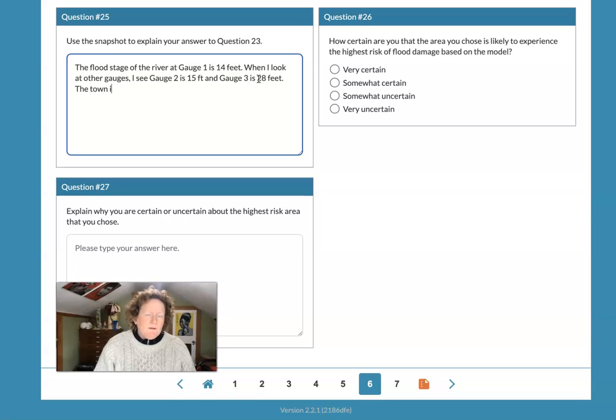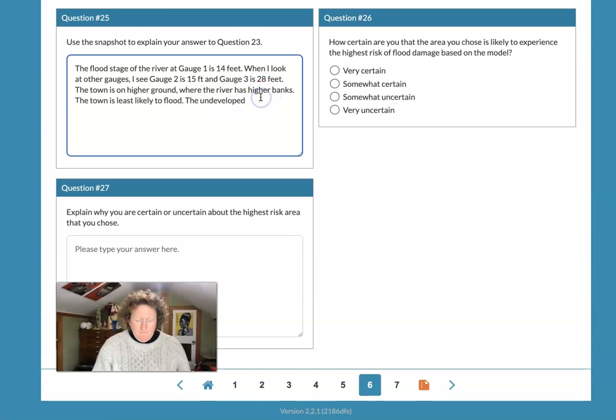The town is on higher ground, more where the river has higher banks. The town is least likely to flood. The undeveloped kind of woods area, the forest, is the most likely to flood because it's got a flood stage of 14 feet.